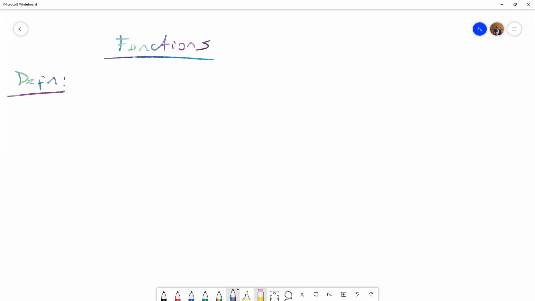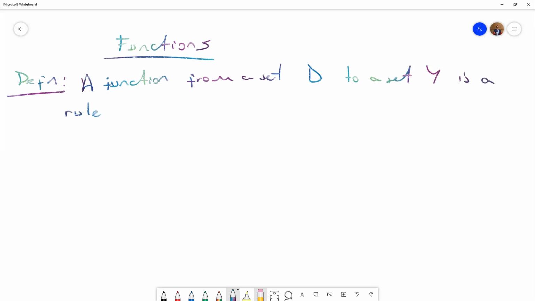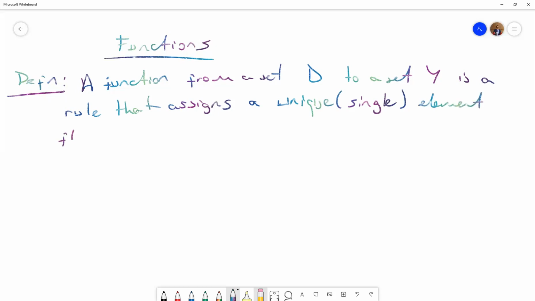Let's write this one. A function from a set D to a set Y is a rule that assigns a unique, maybe you can say single, element, f(x), which is an element of Y, to each element x, which is an element of D. Yeah, this is the definition of the function.